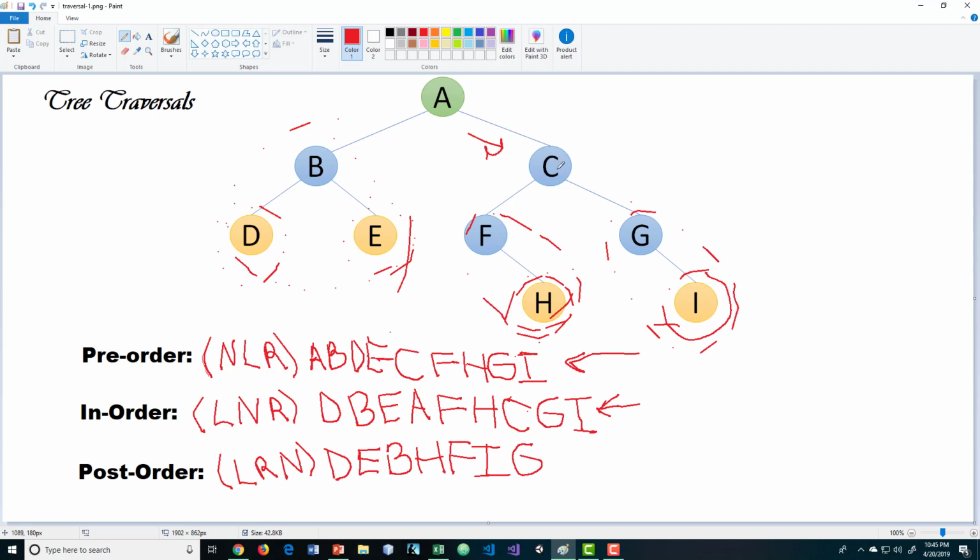You've been waiting a long time, C. Did you get your left done yet? Yep, my left child was visited and all of its subtree. And what about your right? Yep, my right subtree and the root of that, which is my right child. All of that is done. So you ask C, have you visited yourself yet? He says no. So we can write that. That's a really scuzzy C.